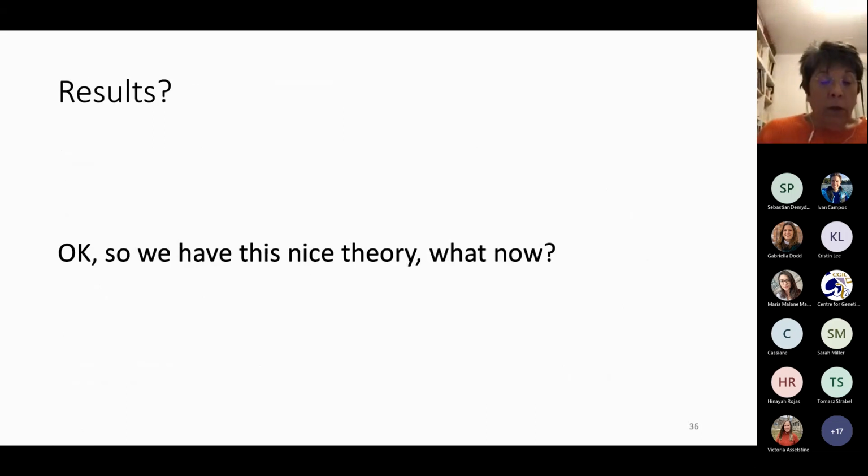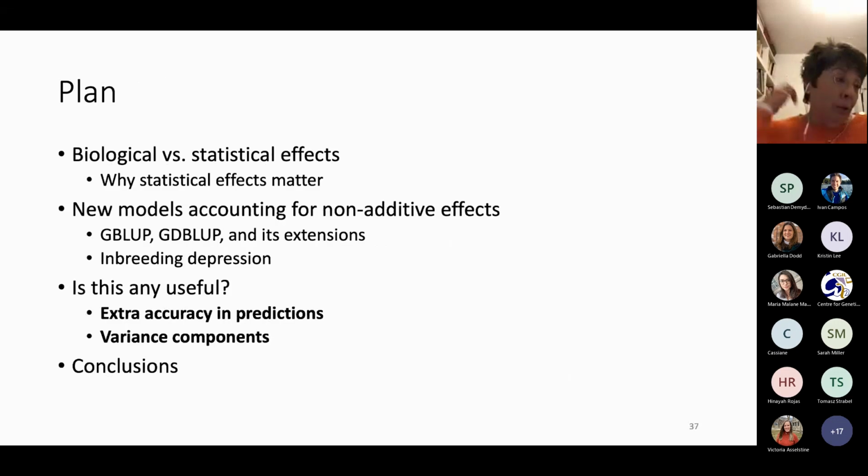Okay, so now we know the different models, we have all this nice theory, what can we do with all of that? So the first question is: is it useful? If it is useful, is it useful for gaining extra accuracy in prediction, or can we use what we know about the variance components?